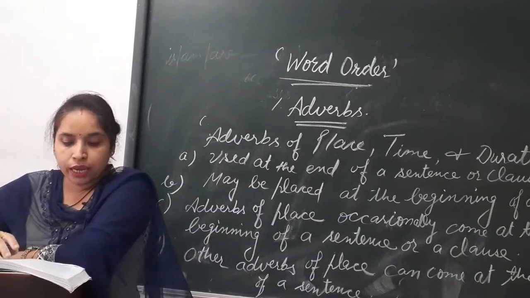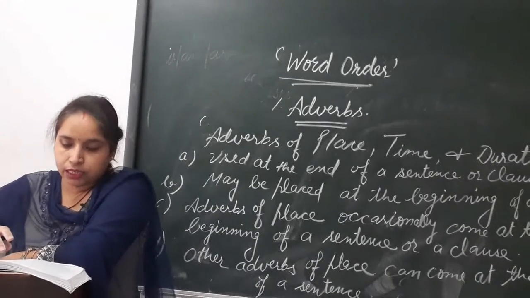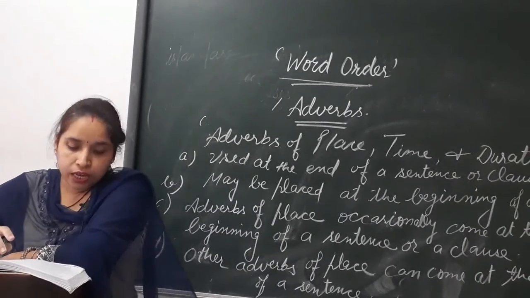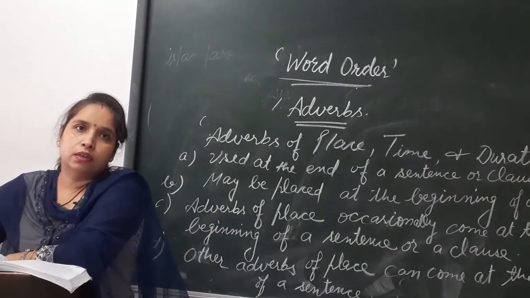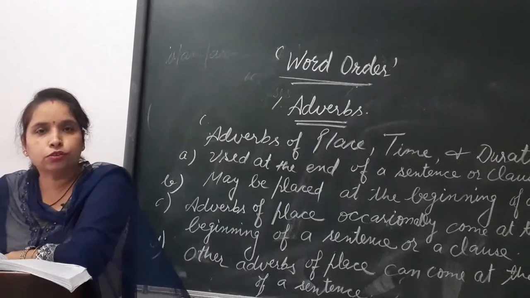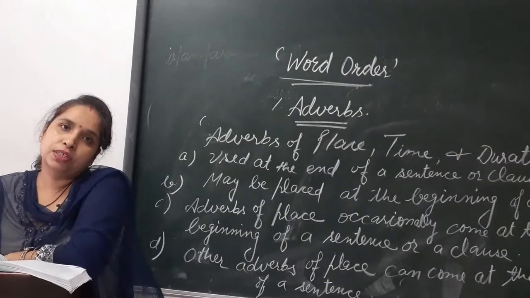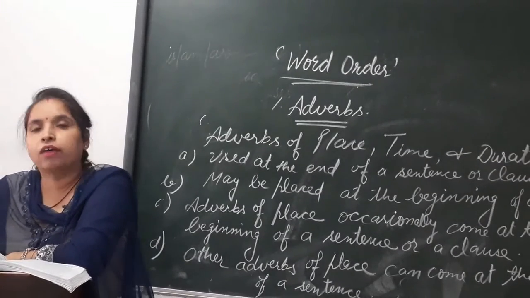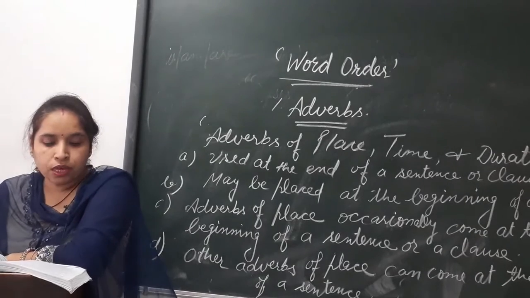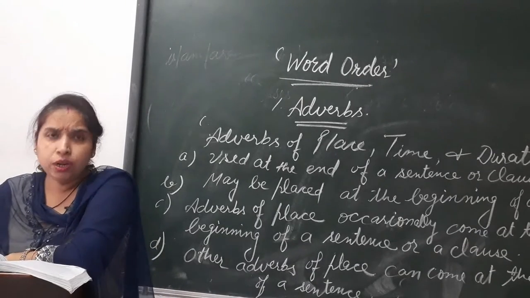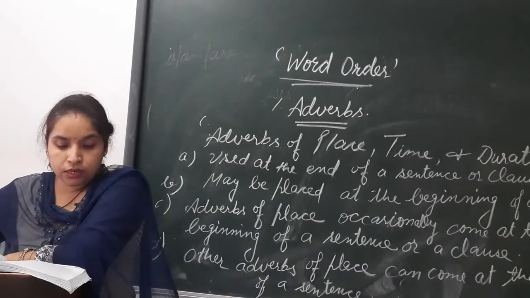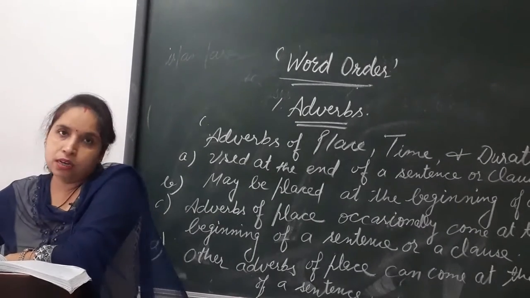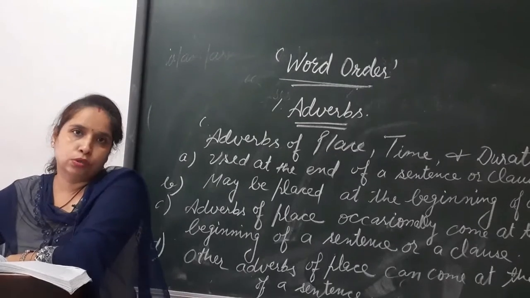Already and soon can also come at the end of the sentence or a clause. For example, we have already met him. We have met him already. After the auxiliary it can be used, but at the end of the sentence also it can be used. Like, we have met him already. We will soon reach the town. Here it comes after the auxiliary. We will reach the town soon. So it can come at the end of the sentence also.